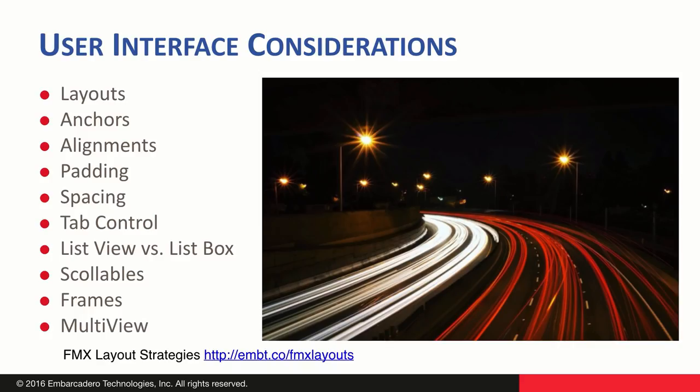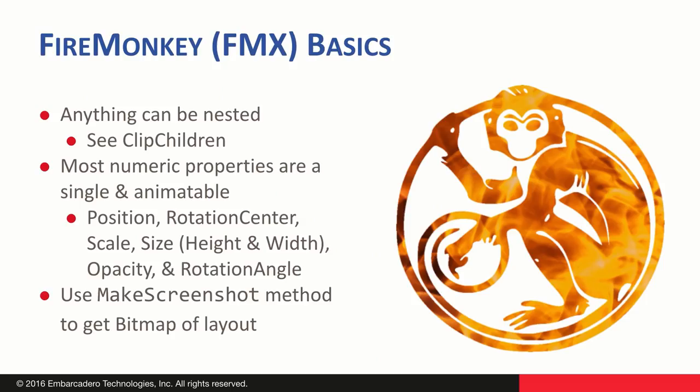So real quick, let's talk about some user interface considerations. The basics of FireMonkey. FireMonkey, anything can be nested. And so what this means is really flexible. For example, in VCL, there is a button and an image button or a bitmap button. In the image button, you can put a picture in it, or it has that built in. On FireMonkey, there's just one button, and then that one button, you can add an image to it. So you just put an image on the button, and all of a sudden the button has an image embedded in it. Anything can be nested in anything on FireMonkey.